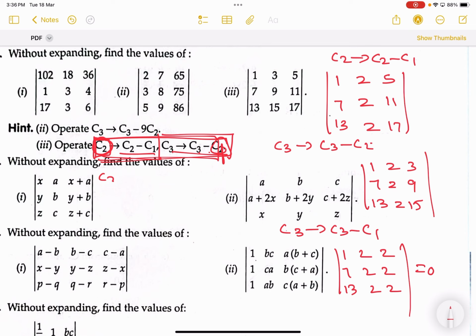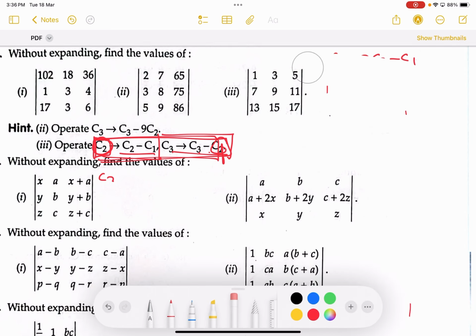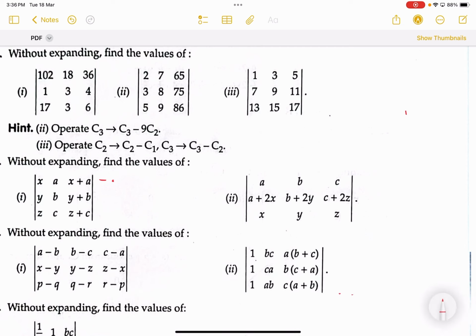So here you didn't get it, but also after doing C3 minus C1, you are getting it. So it is better to reduce the step. First, you do C3 minus C2, and then you do C2 minus C1. So look here, because you are not listening. C3 minus C2 is what, children? This is C3 minus C2.